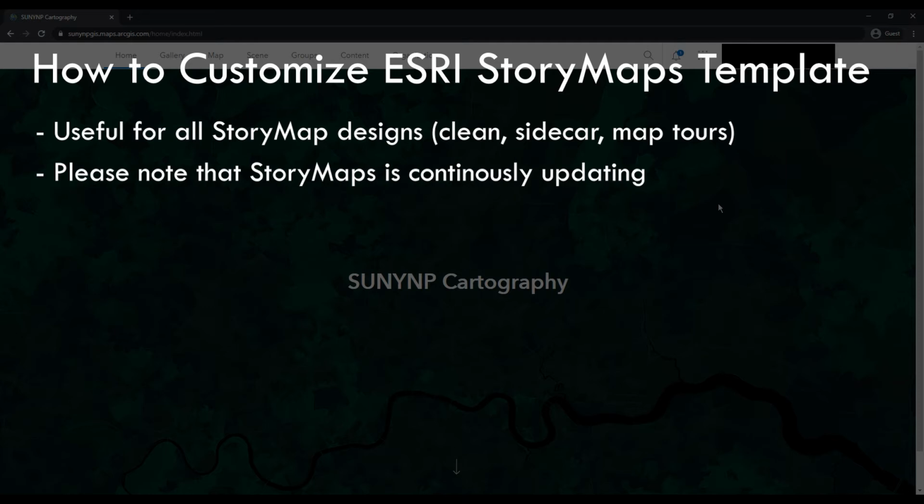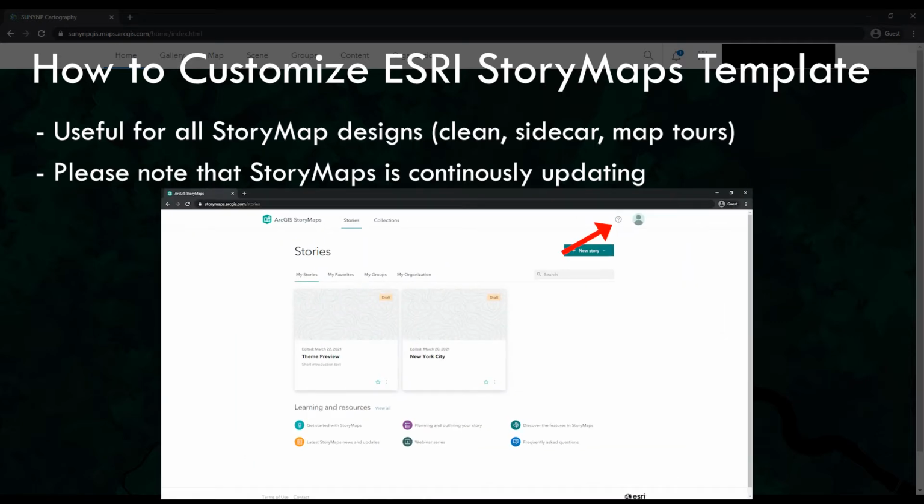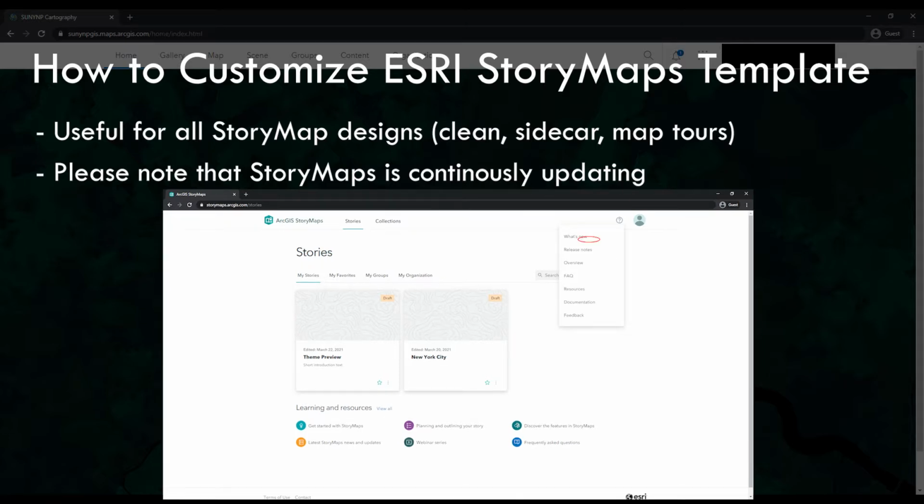ArcGIS StoryMaps continues to evolve, change, and add to their features. For the most recent updates, you can always go to the question mark icon next to your avatar on the StoryMaps dashboard. Clicking on the question mark will open options. Choose What's New to learn about the most recent additions. Now, back to customizing your story map.